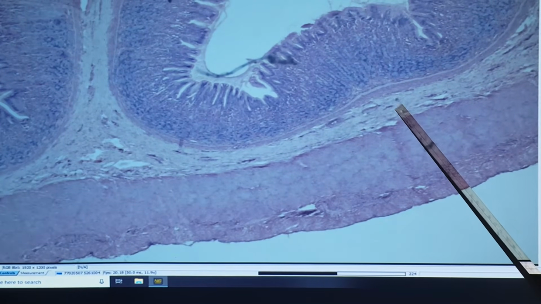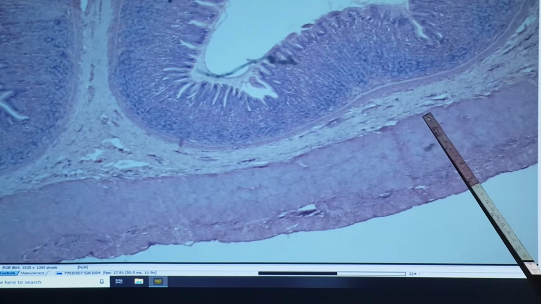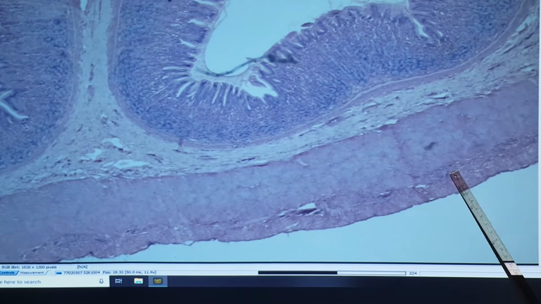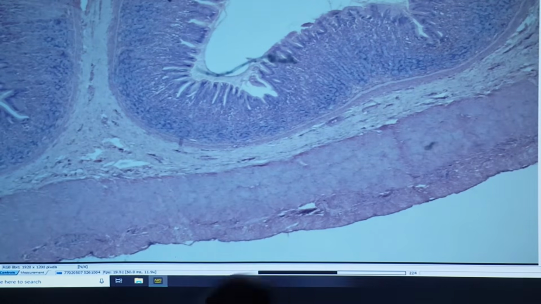Mucosa, submucosa, muscularis, serosa, the layers of the stomach's wall.